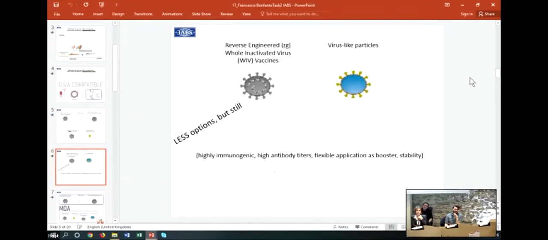There are other vaccines. The 95% of the vaccines that in 2011 David mentioned were used at the global level, like whole inactivated virus vaccines, traditional technology, reverse engineered, or virus-like particles. These should not be discarded. They are highly stable, thermally stable. They can be applied as boosters. They give a high antibody response. But in terms of DIVA compatibility, they might offer fewer options, and these should be considered as well.